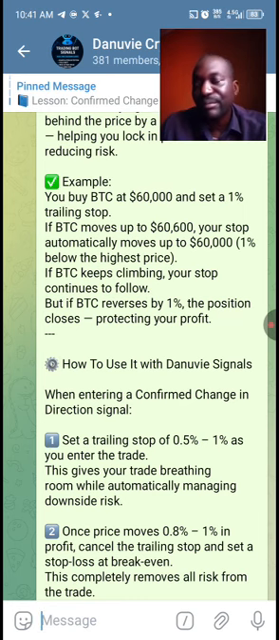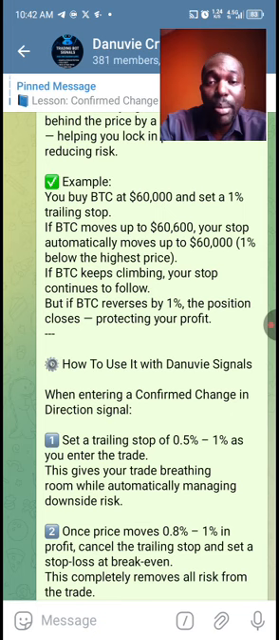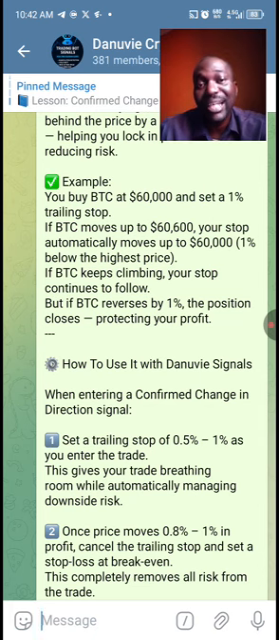So your trailing stop is going to be at $59,400. And when the price moves up to, let's say, 60,600, then your trailing stop will automatically move up by 1% to 60,000. That's just how it works. It's a dynamic stop loss. It adjusts itself as the price progresses in your direction. So if BTC keeps climbing, your stop continues to follow. But if BTC reverses by 1%, the position closes.